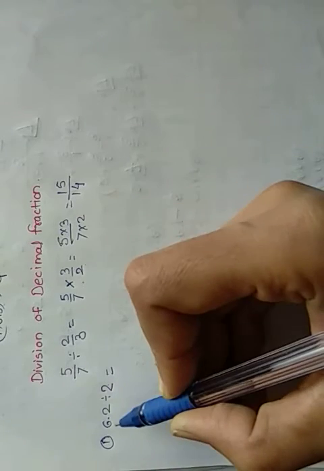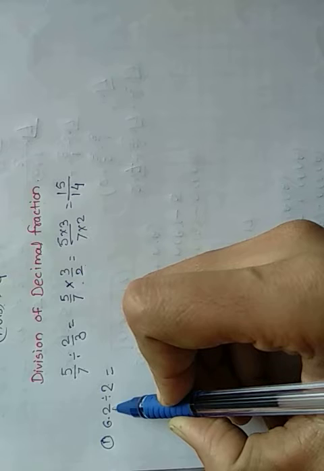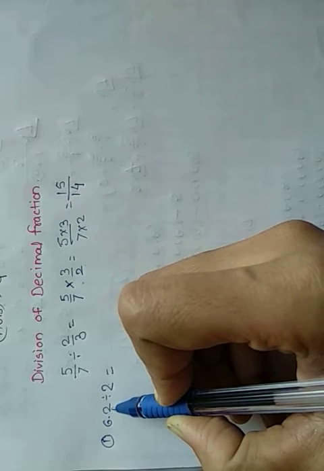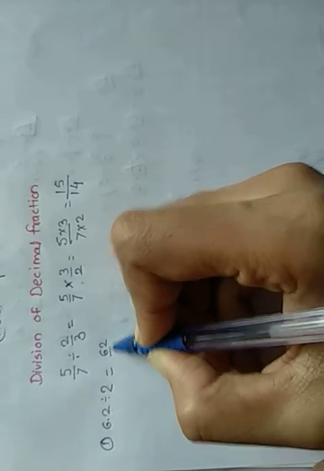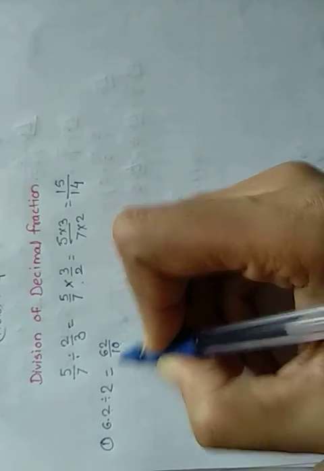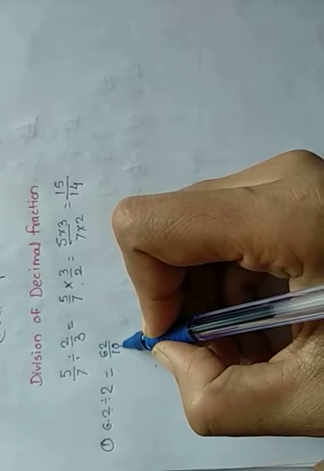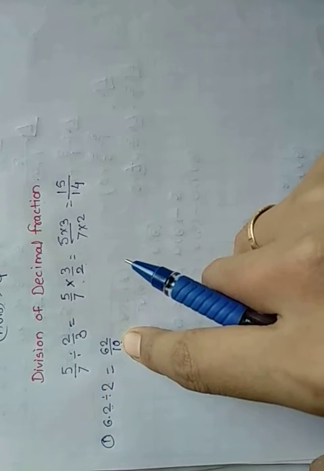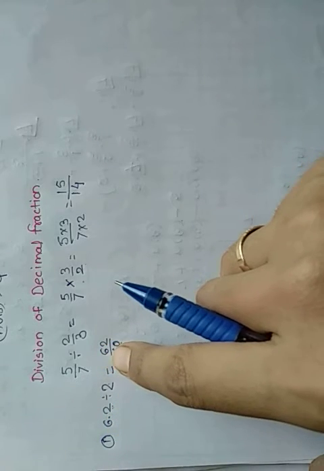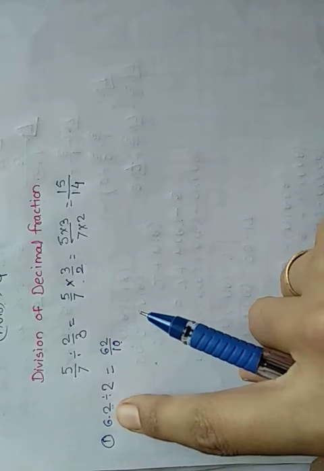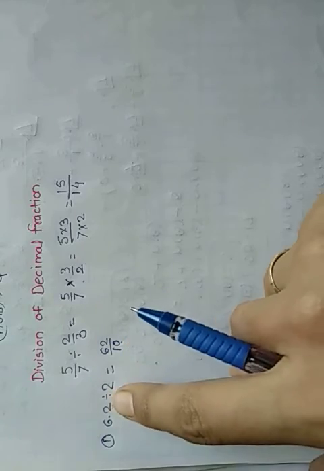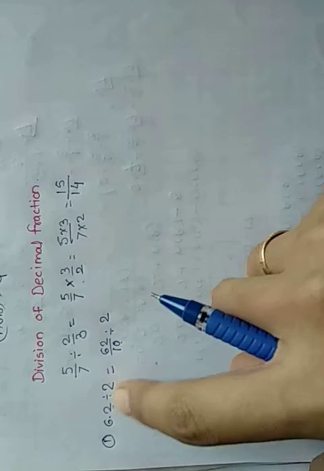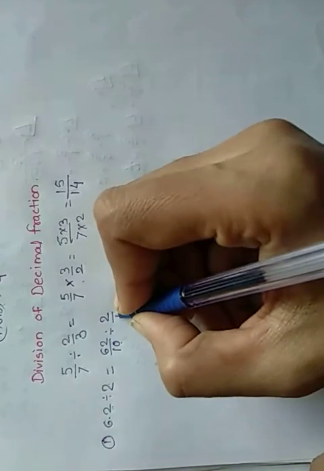It means if here is 6.2, how many places are there to the right side of the decimal point? 1 place. So 62 upon 10. One place is there, so take denominator 10. If there are 2 places to the right side of the decimal point, then take 2 zeros, that is 100. Okay, 6.2 means 62 upon 10. First we convert this decimal fraction into a common fraction. Then divided by 2. In this 2 there is no denominator, it means the denominator is 1.